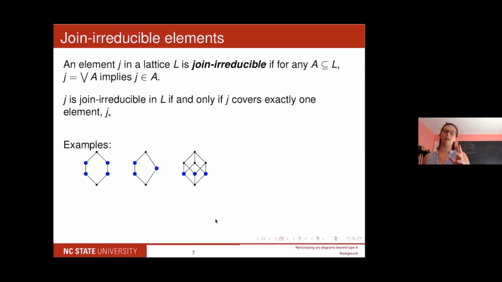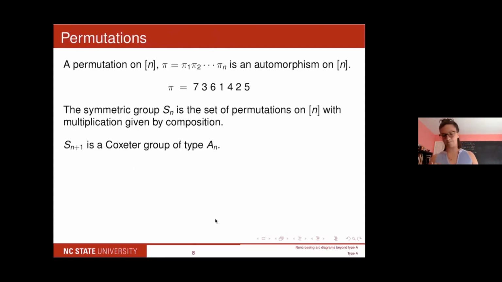It's worth mentioning that on the topic of lattice congruences and quotients, lattice congruences know a lot of combinatorics, as it turns out. I'm going to leave it a little bit vague, but they're a very useful thing to think about. Okay, we're finally into type A.